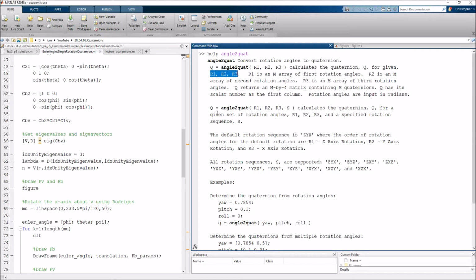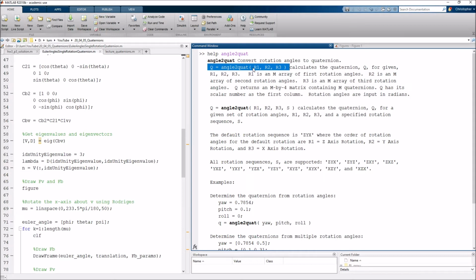Now remember, we talked about earlier that the rotation sequence that we are interested in is a ZYX rotation. And luckily for us, the default rotation is a ZYX. So we could actually call it using this first variation of how to call the angle to quat, where all we need to do is pass in the rotation angles R1, R2, R3. Now, this is where there's a slight gotcha.